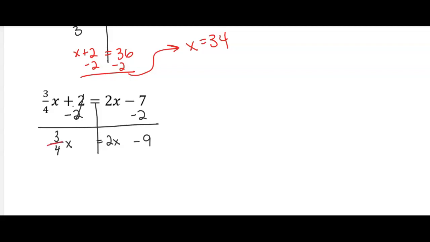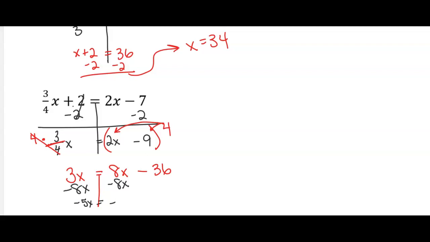This fraction says divide by 4. But I want to get rid of a divide by 4, so I'm going to multiply the left by 4. But if I multiply the left by 4, then I have to multiply the right by 4. So what happens is I have to distribute that 4. So the 4's here cross off, and I get 3x is equal to 2x times 4 is 8x, and 9 times 4 is 36. Now we're back on a problem that we know how to do. We're going to go ahead and minus 8x on both sides. We get negative 5x is equal to negative 36. And to get rid of that negative 5, we divide. So x is 36 over 5. And that's the answer.